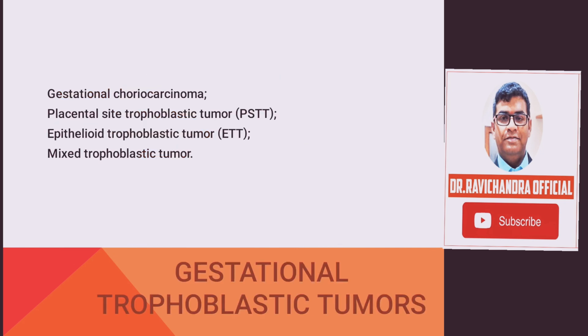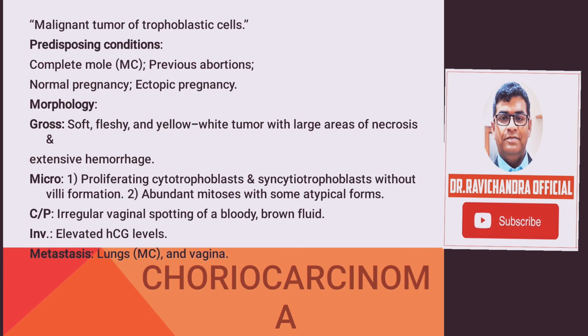Gestational trophoblastic tumors include gestational choriocarcinoma, placental site trophoblastic tumor, epithelioid trophoblastic tumor or ETT, and mixed trophoblastic tumor. Choriocarcinoma is a malignant tumor consisting of trophoblastic cells, with predisposing conditions being complete mole, previous abortions, ectopic pregnancy or a normal pregnancy. Grossly, a choriocarcinoma is a soft, fleshy, yellow-white tumor with large areas of necrosis and extensive hemorrhage.